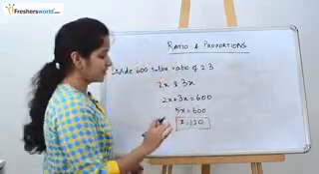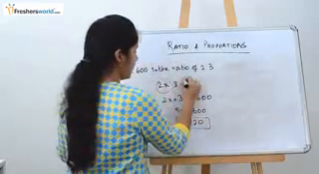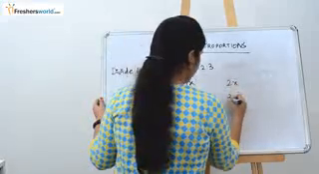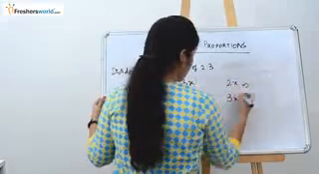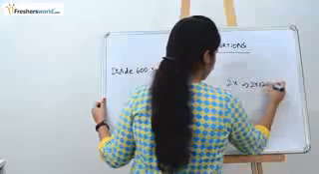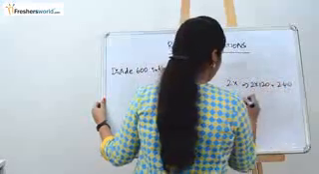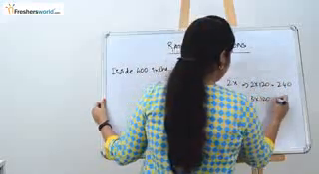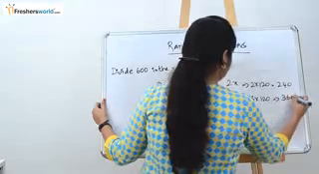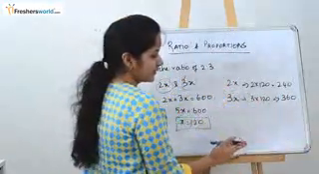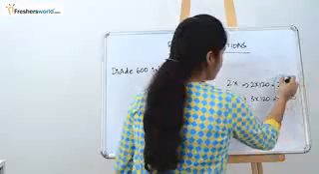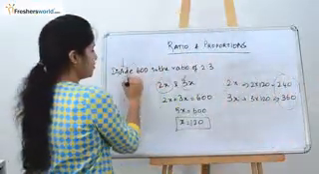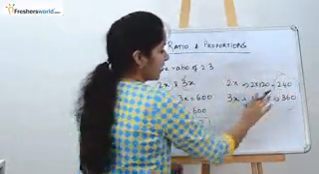So we know that x is 120. How are we going to divide it? We have 2x and we have 3x. Since x is 120, 2 into 120 is 240, and 3 into 120 is nothing but 360. How do we know whether this answer is right? If you add these two, you should get the value 600. Once you get 600, it means you have divided it correctly.